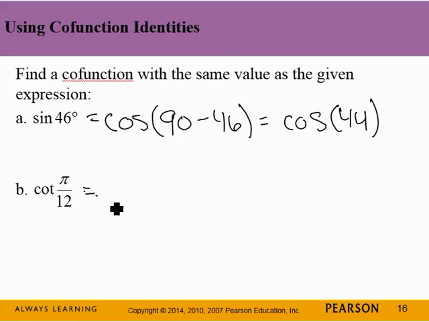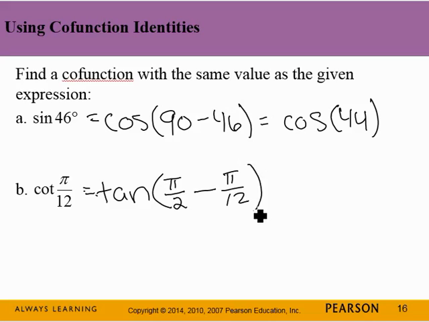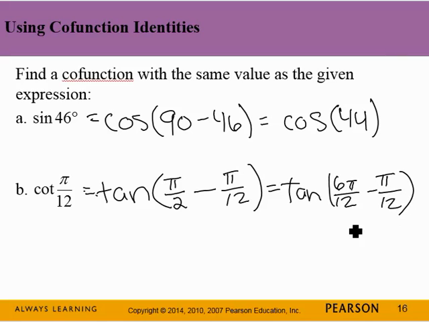So you have cotangent, which goes with tangent. Pi over 2 minus pi over 12. So we have to do a little bit more work in this, in that we have to convert to common denominators. So cotangent pi over 12 is a cofunction of tangent 5 pi over 12. And that's all you're doing there.